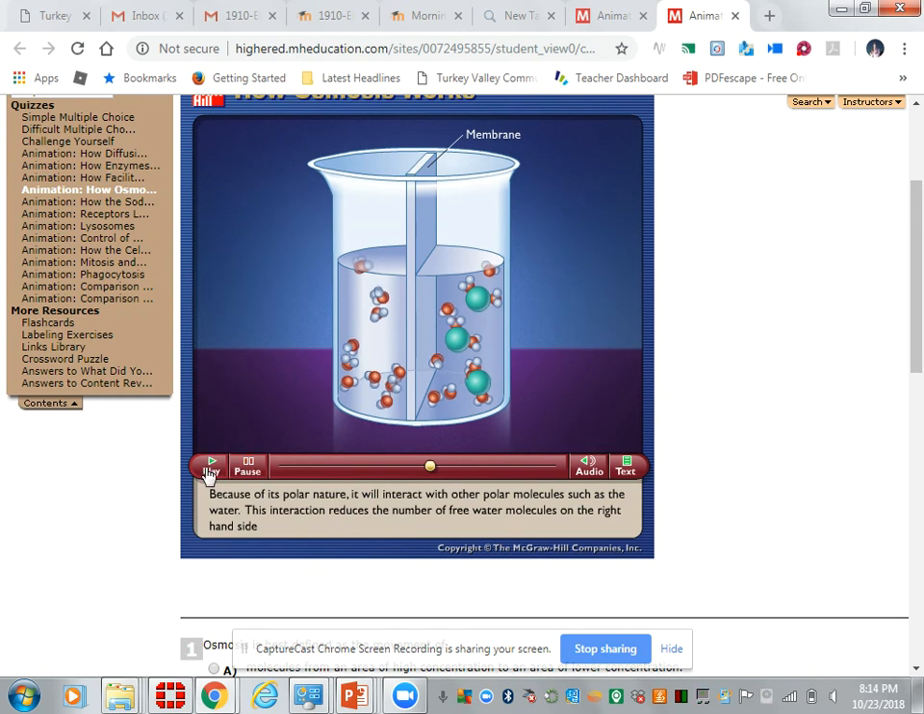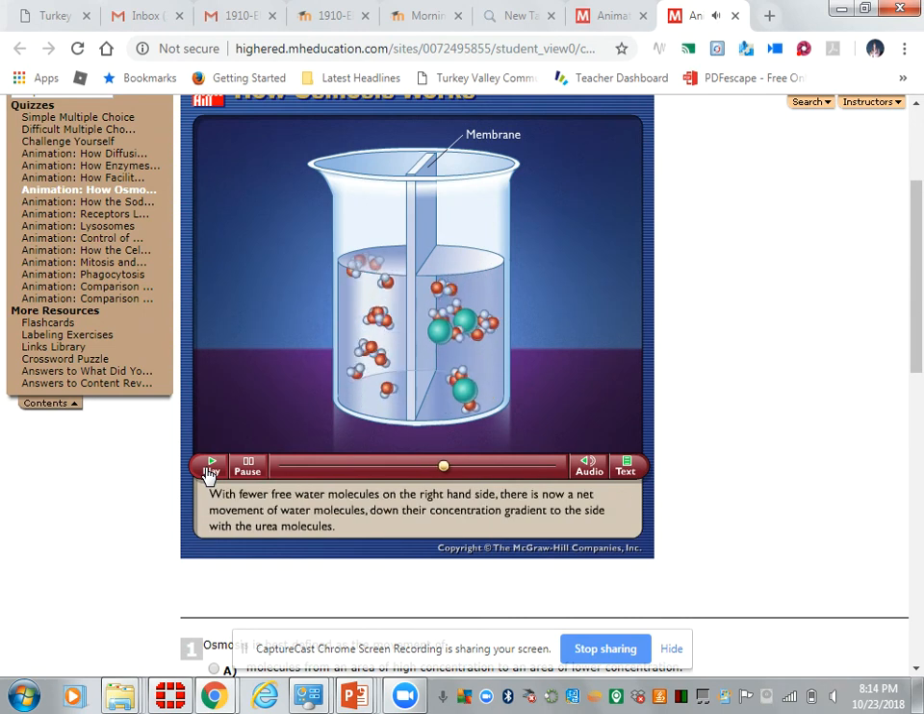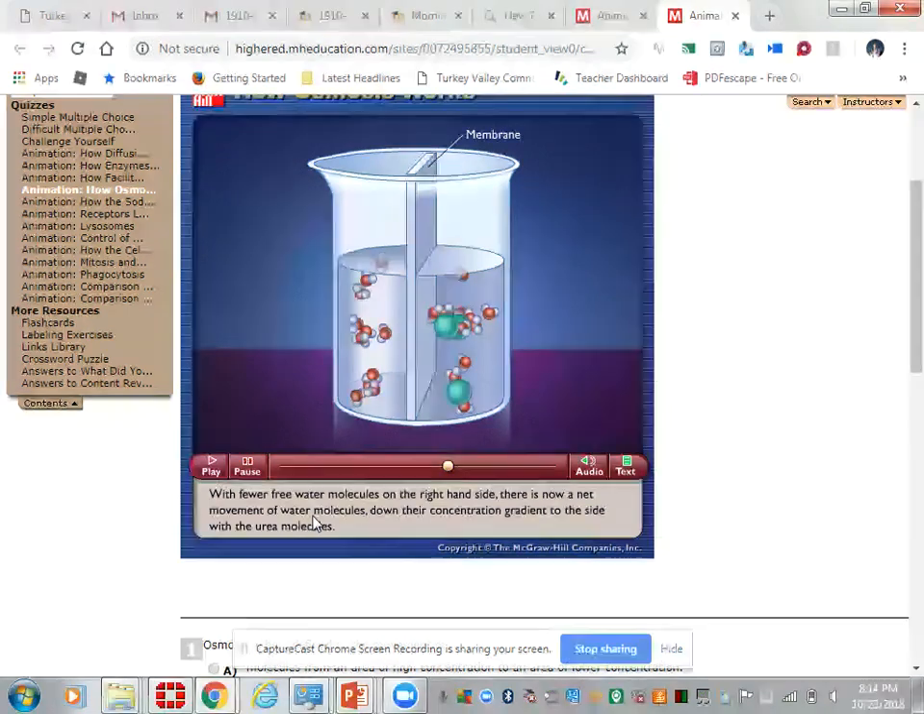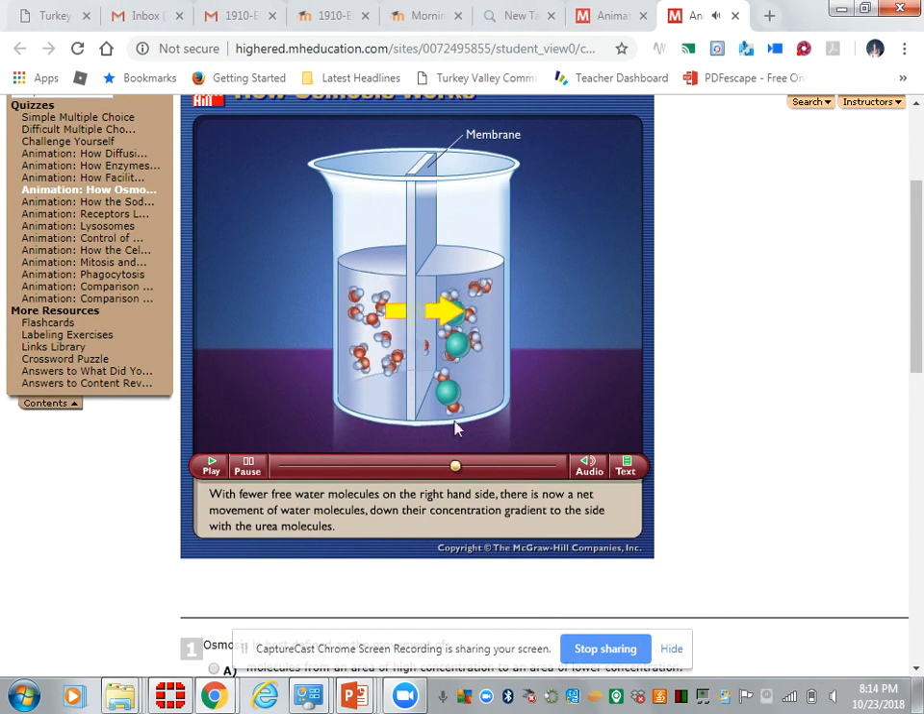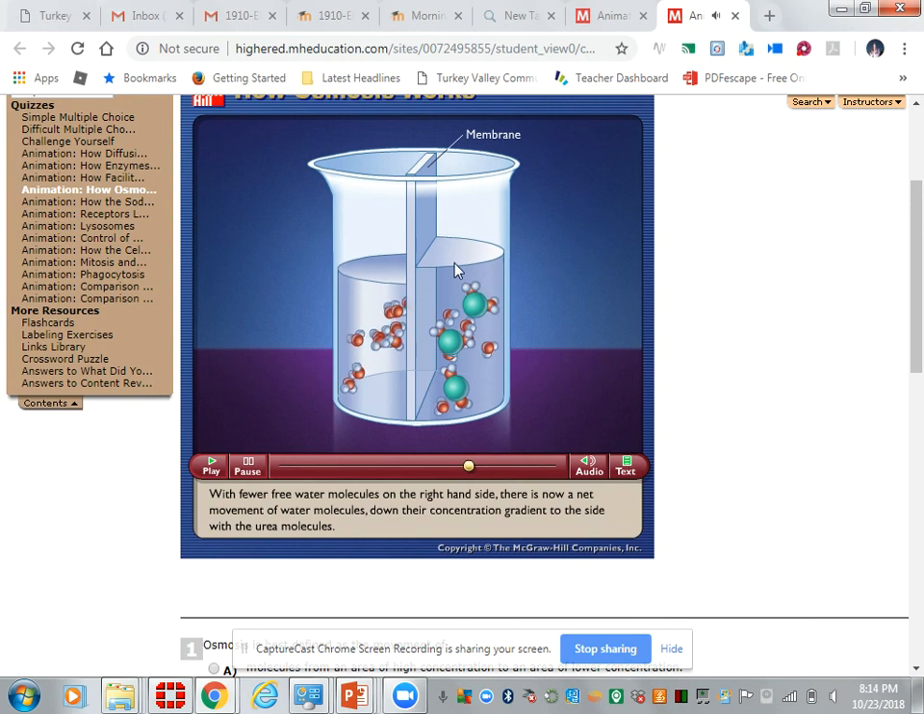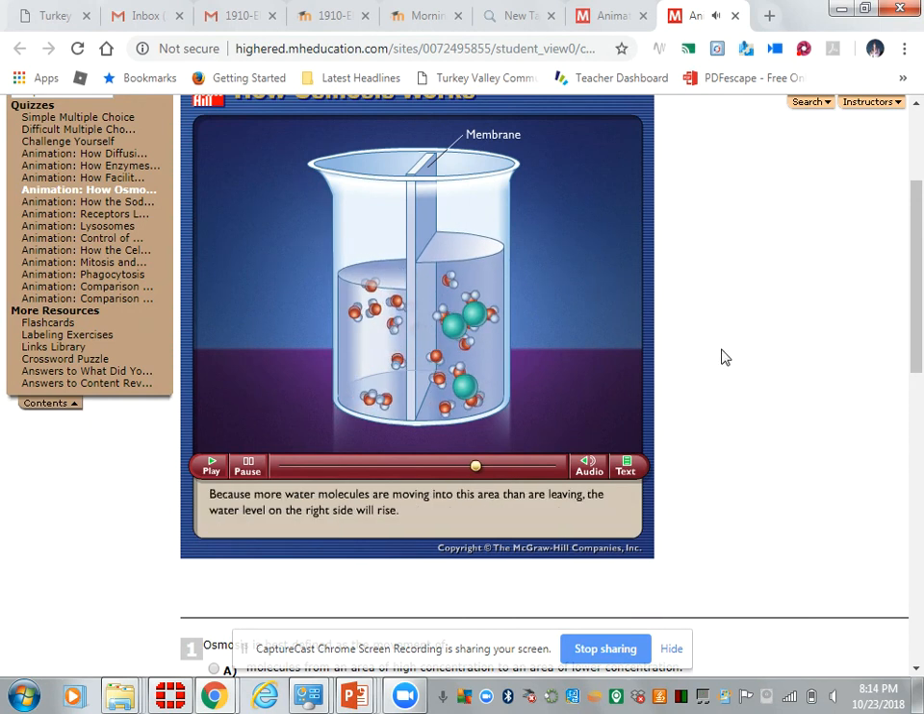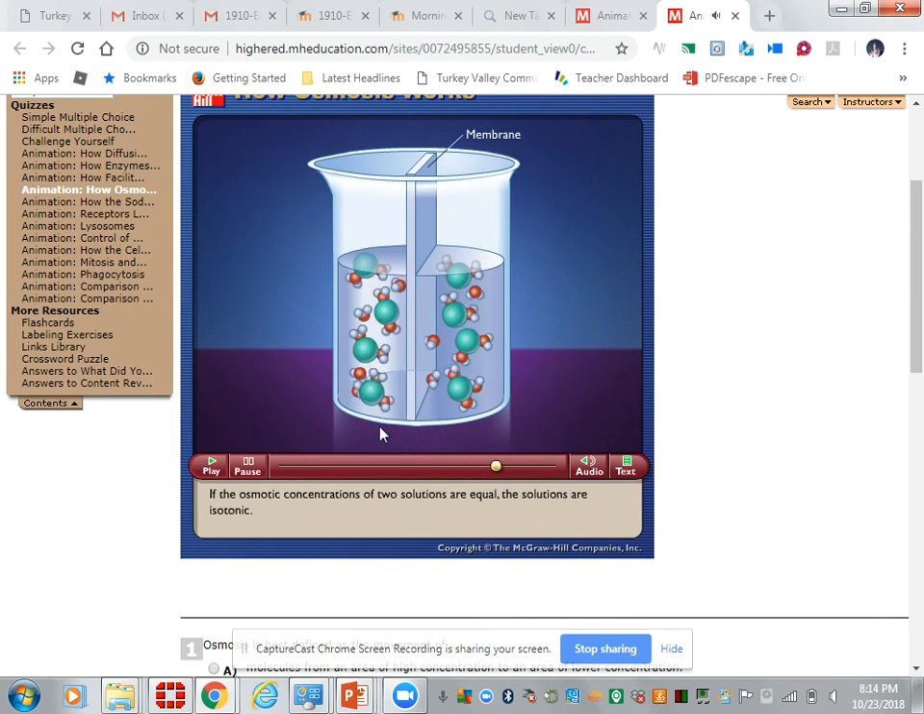So we should be noticing a shift of molecules between the sides. With fewer free molecules on the right-hand side, there's now a net movement of water molecules down the concentration gradient to the side with urea molecules. This is because there aren't as many free water molecules to go across. Now look at what happened to the water. As the water molecules are moving to this area, the water level on the right-hand side will rise. The water on the left did go down.